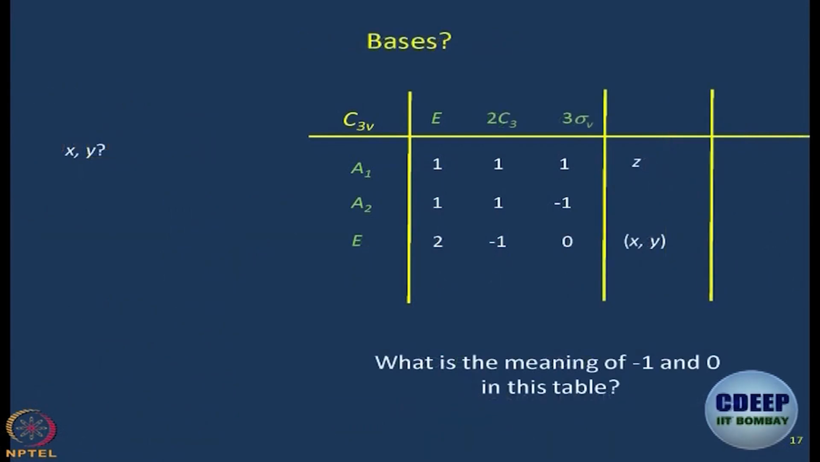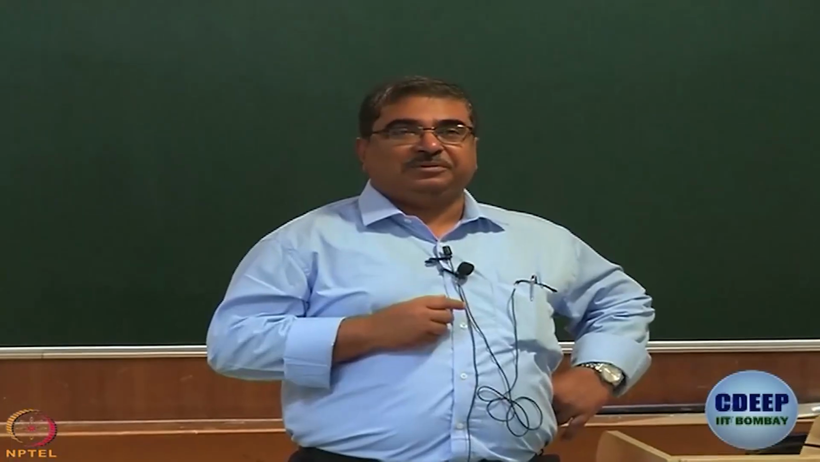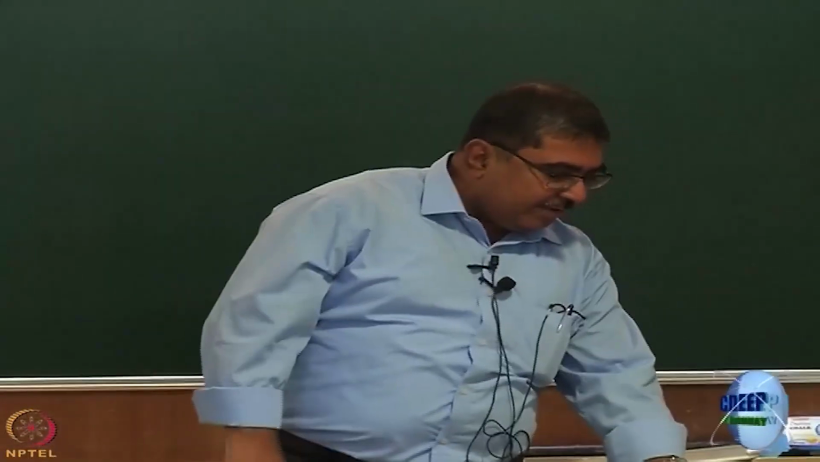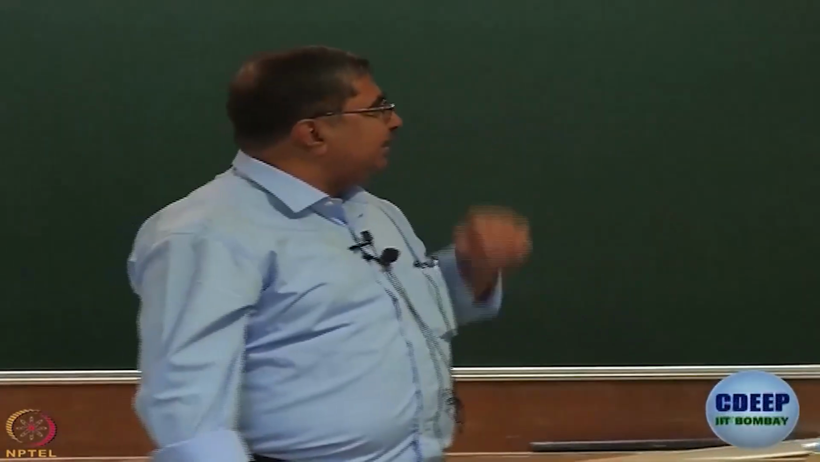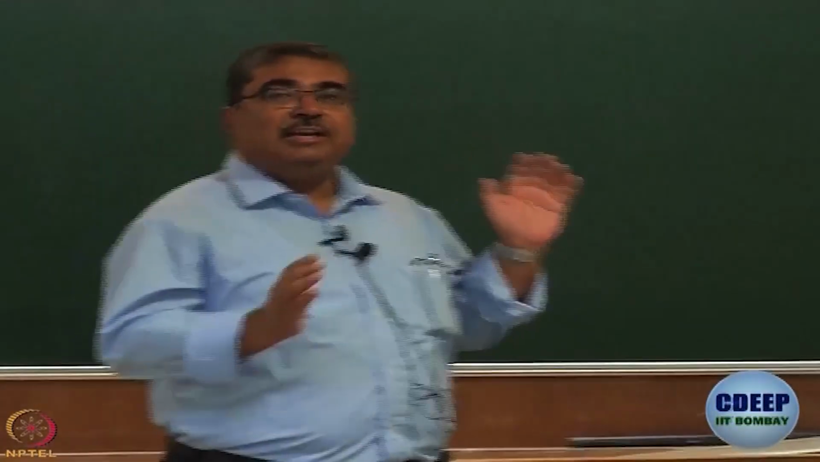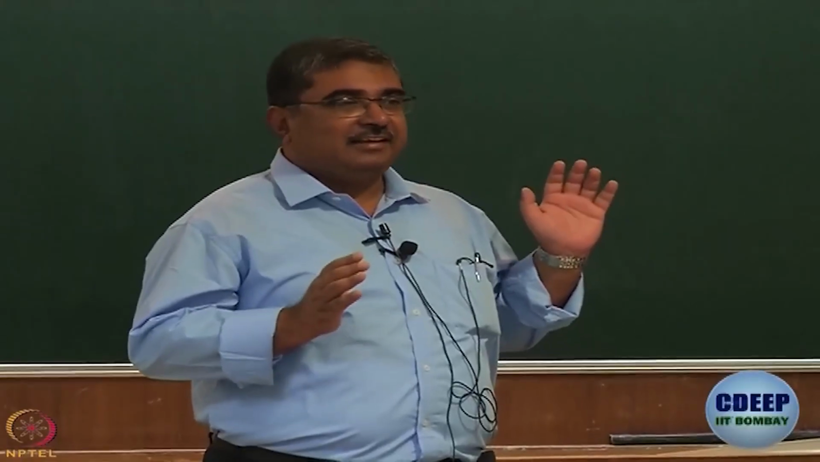Then C3V we have, and here for the first time we encountered a 2-dimensional irreducible representation, E in this case. Now, the question that we want to ask is, what is the meaning of -1? What is the meaning of 0? Okay. I think we asked that question, but we did not answer earlier. To do that, let us look at the basis. I am telling you that X and Y jointly form the basis for E, right.